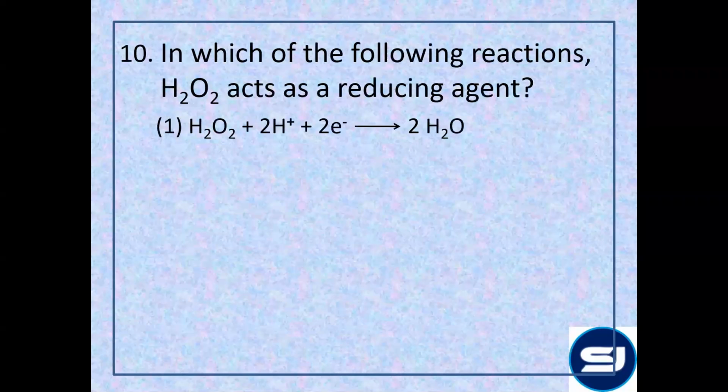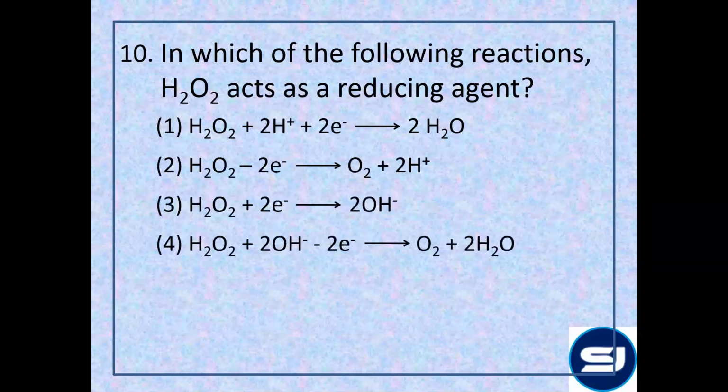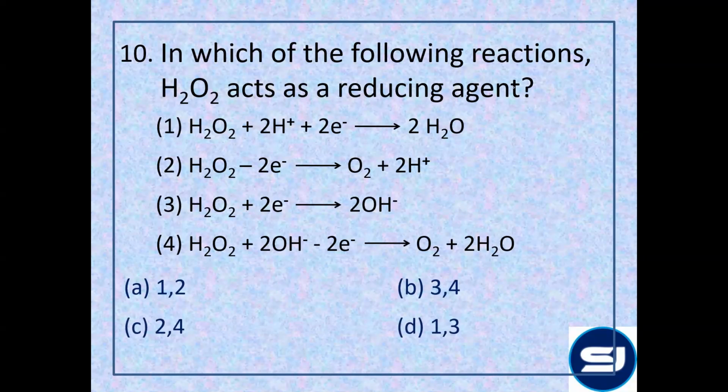In which of the following reaction peroxide acts as a reducing agent? Now इसका एक शॉर्टकट था. Peroxide as a reducing agent. What was the shortcut to write? Oxygen is formed. Oxygen is formed. Hence answers are. बोलो. 2 and 4. बस.